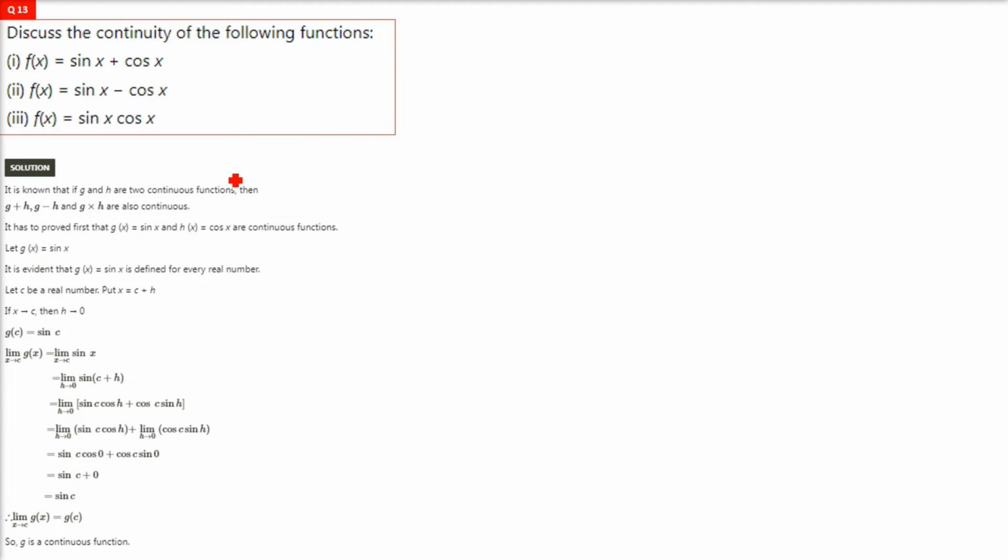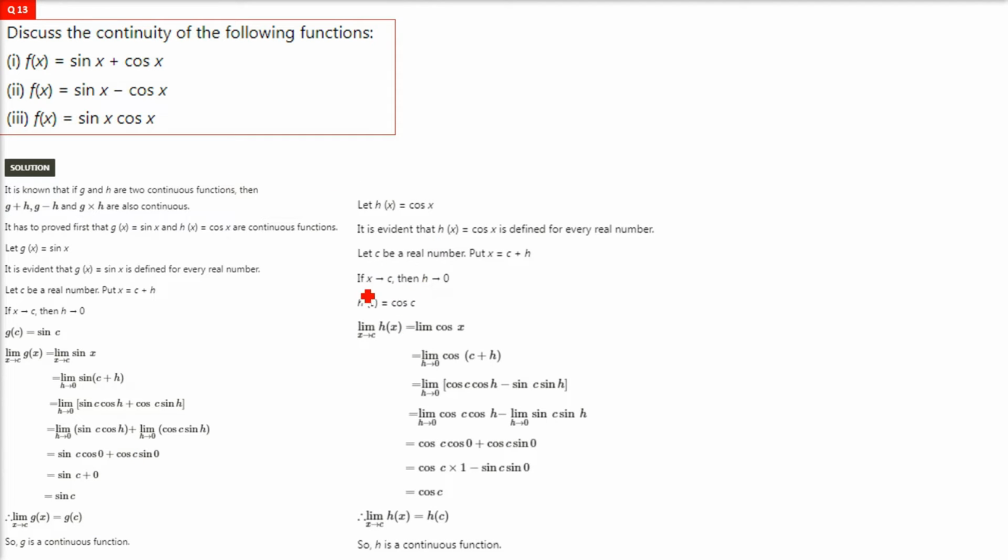So let me change this. Cos x we are doing. The same thing that we applied in sin x, we'll do here. That is, there is a number line and this is c, any real number c. So x is approaching c. So we can always put c plus h or c minus h. That is, when x is tending to c, the h will be tending to 0, because x equals c plus h or c minus h, whichever way you take.